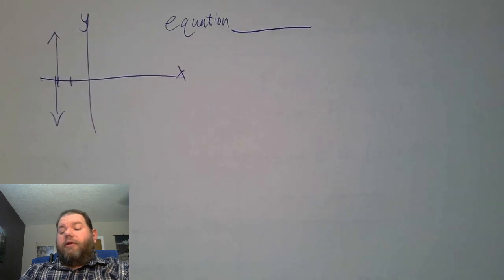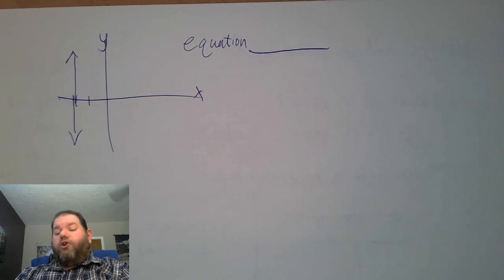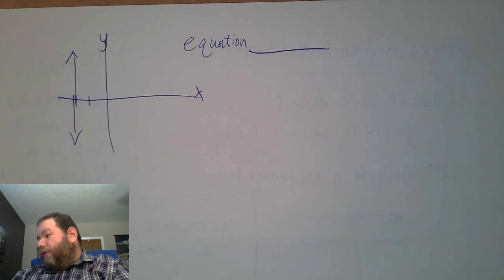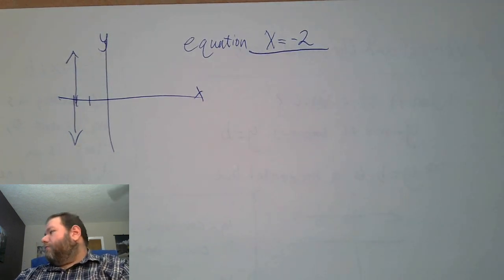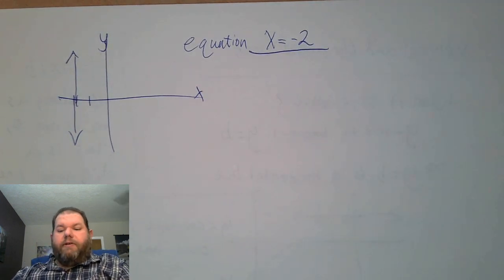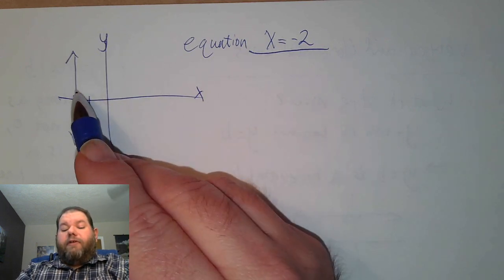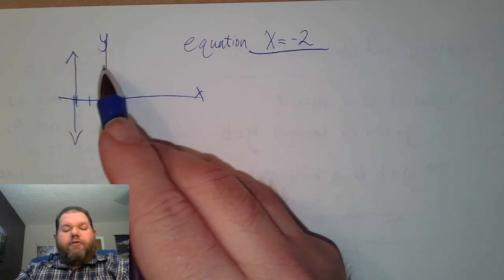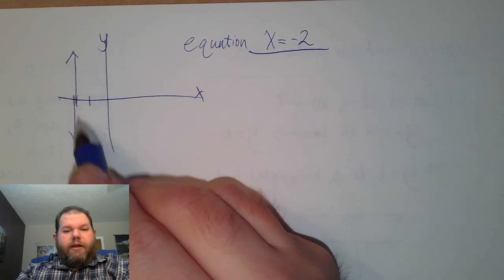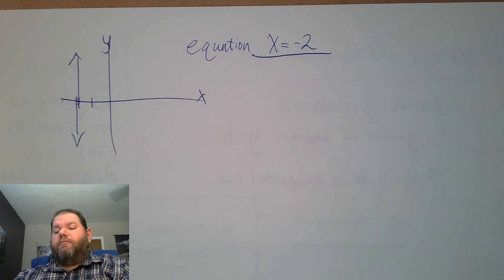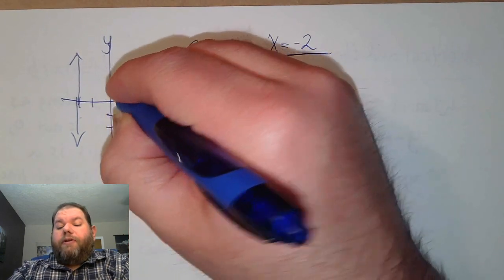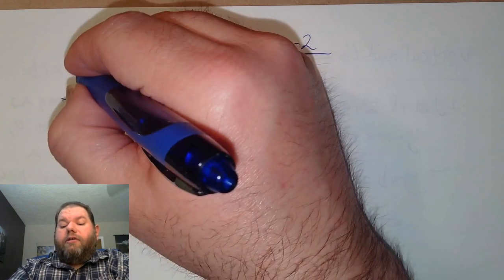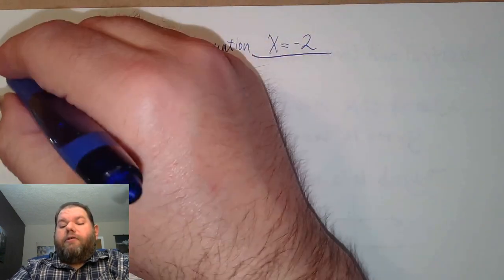So looking at that again, what is our equation for this line? X equals -2. The way I like to remember that is that it crosses the x-axis at -2, never crosses the y-axis. So it's just x equals -2. Now the reason that we call that x equals -2 is that every single point on this line, let's look at the coordinates here.